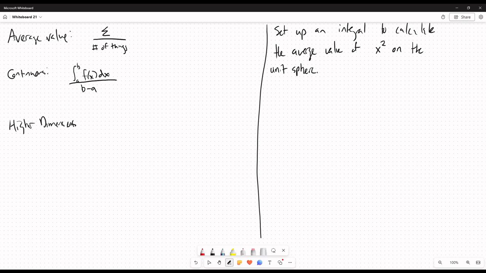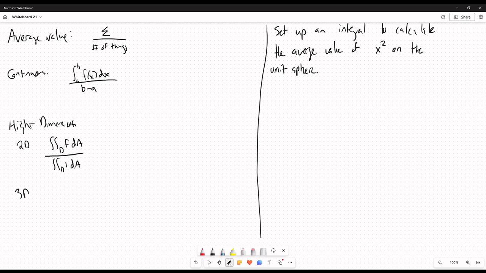If I'm in a 2D case, looking at the average value of a function over a region, then all I need to do is set up the double integral over that region of my function. And then I need to divide by essentially the area of that region. One way to represent that is just by taking the double integral of the function 1. We don't always need to write that one, but here I did.